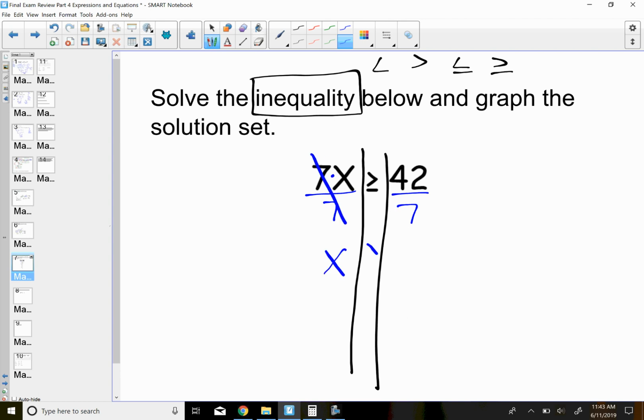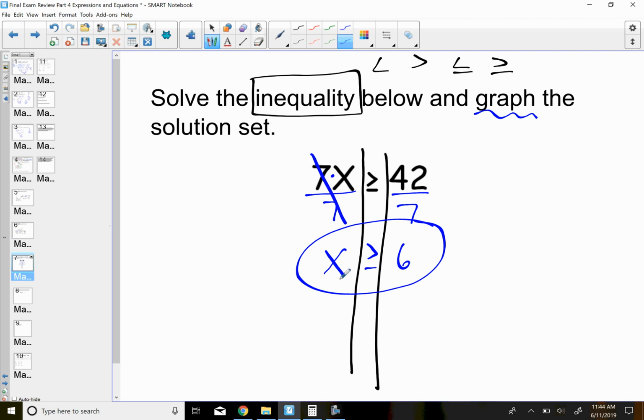So x is greater than or equal to. Make sure you have the right symbol coming down the goalpost. A lot of kids turn that into an equal sign, and we don't want to do that. X is greater than or equal to 42 divided by 7, which is 6. So here's my inequality. Now I have to graph the solution set.